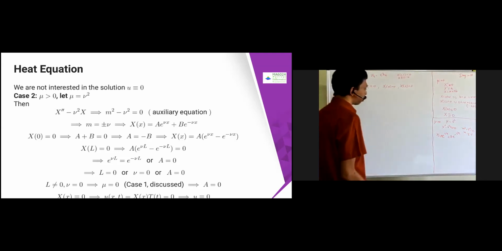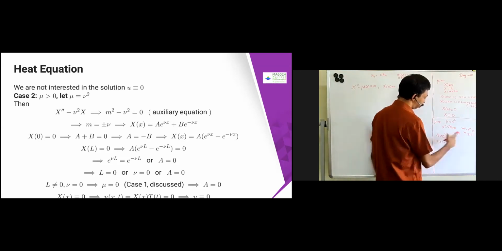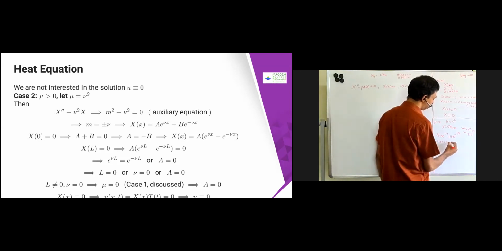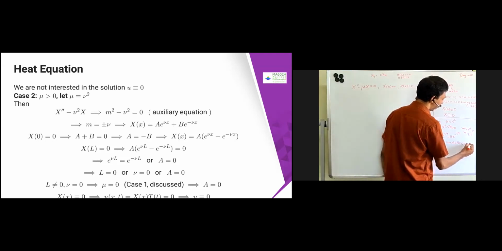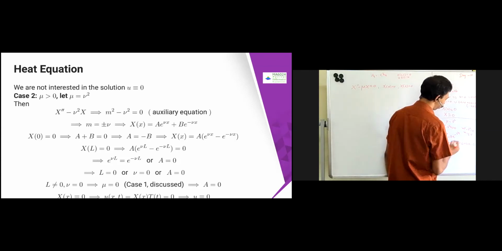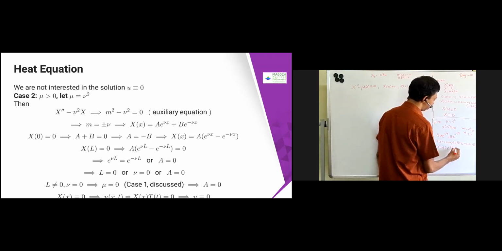Now I have to apply the boundary conditions. x of 0 equal to 0 implies a plus b equal to 0, which implies that a equal to minus b. So x equal to a into e power mu x minus e power minus mu x.